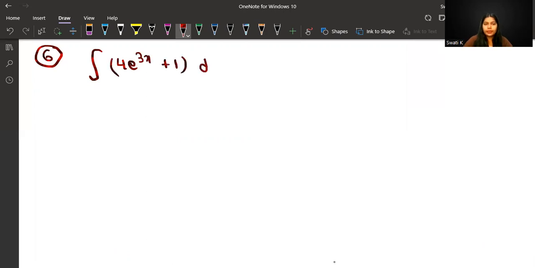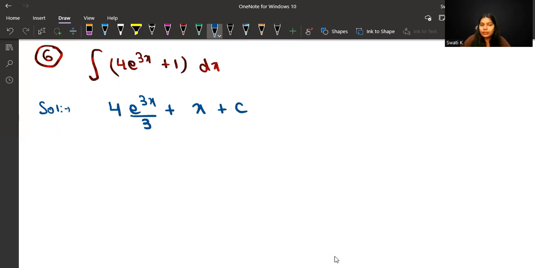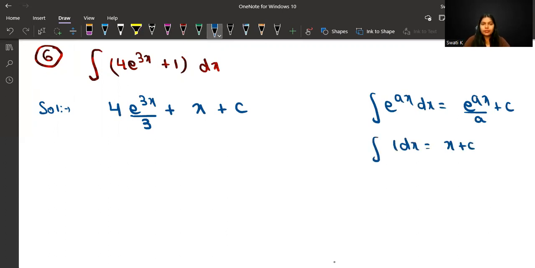So what we can do here is integrate. There is a rule, of course, that the integral gets distributed. So if you just integrate the first function, 4 will be outside. The integration of e raised to 3x is e raised to 3x upon 3, right? And then plus the integration of this constant 1, which is simply x, and then plus c. So you can write here the formulas that you have used. Integration of e raised to ax dx is simply e raised to ax upon a plus c. Also integration of 1 dx is x plus c. Okay, so this is the answer.